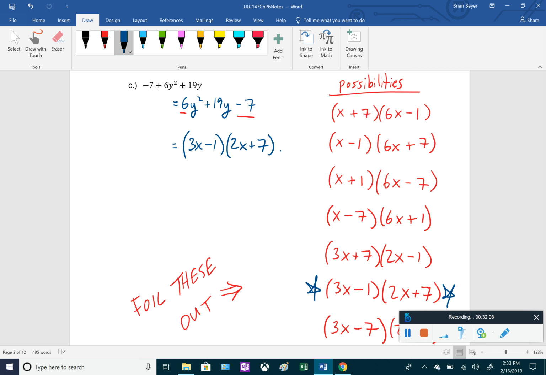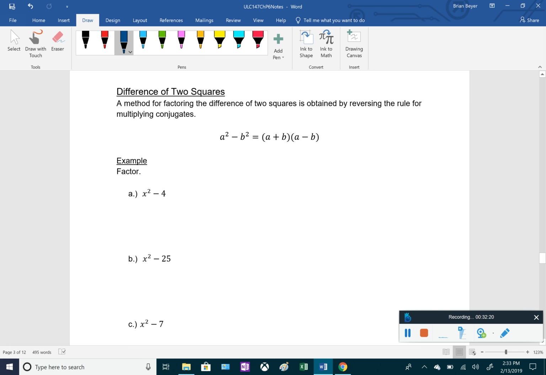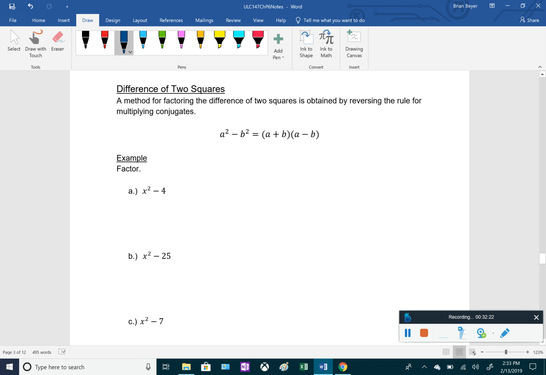Okay, so hopefully you think that first method is better, because that's how I would be going about doing it. But you do have this fallback plan. Okay, so that is 3 factoring methods so far. So for the last one, before we start combining them, it's the difference of 2 squares. So what this is going to be is the reverse rule for multiplying conjugates.